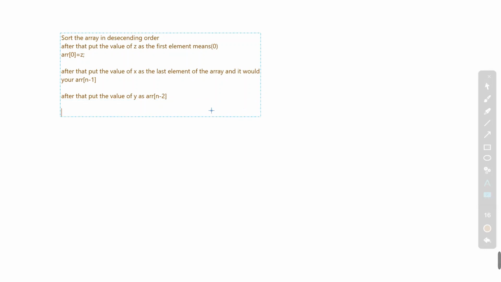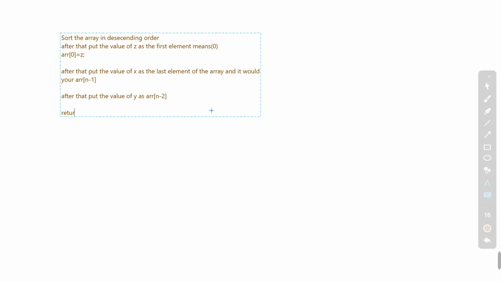After that, put the value of x as the last element of the array, which would be array n minus 1. After that, put the value of y as array n minus 2. You put the values for these, and this is done. You just have to return that value.